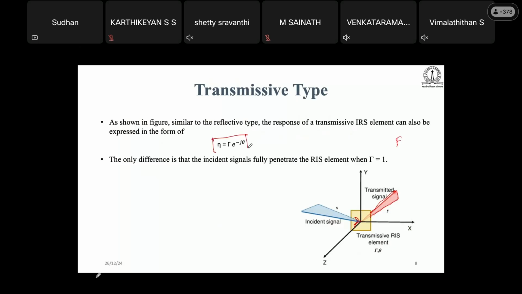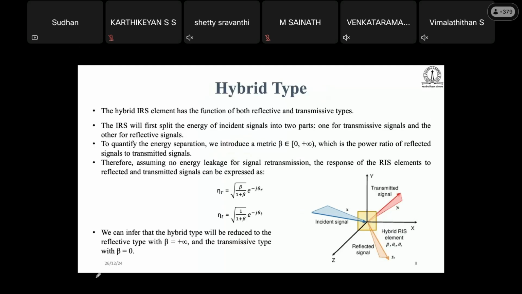You can see that this is a response factor, and this gamma again could be 1, could be 0, and theta could be continuous or discrete. If continuous, then it can be implemented by a varactor diode. If it is discrete, then it can be implemented by a PIN diode, and the PIN values we know. The other is called the hybrid type. So what is this hybrid? You can see that one part will be reflective and the other part will be transmitted.